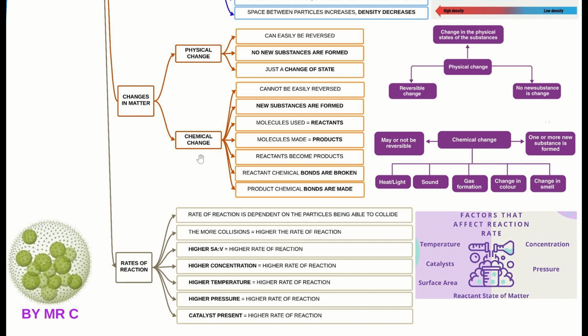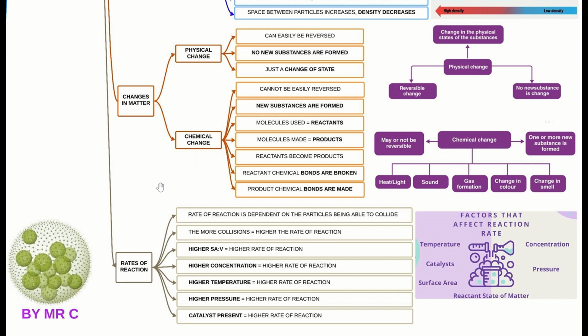The molecules that are used are called reactants. The molecules that are made are called products, and therefore we can say that reactants become products. In reactants, the chemical bonds are broken, and in products, the chemical bonds are made. And Lavoisier told us that matter cannot be created nor destroyed, only transformed.